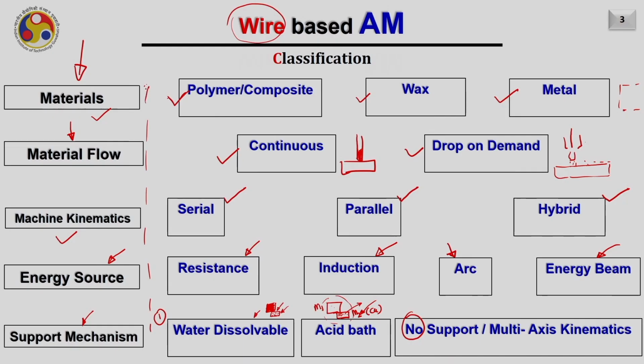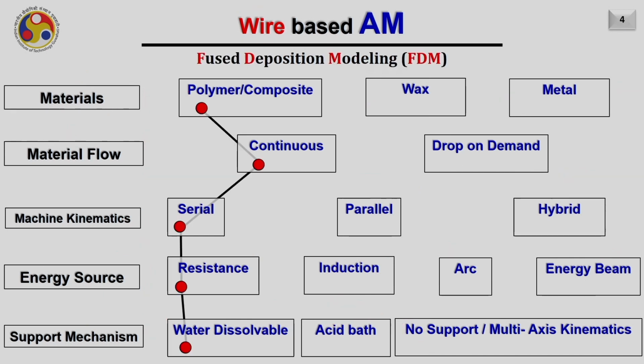So based on these subcomponents and the different options available for them, you can further classify these processes. Let me now consider the case when the material is polymer or composite and the material flows continuously out of the nozzle. The machine tool kinematics is serial kinematics. Serial kinematics means the links are connected one over another like this.